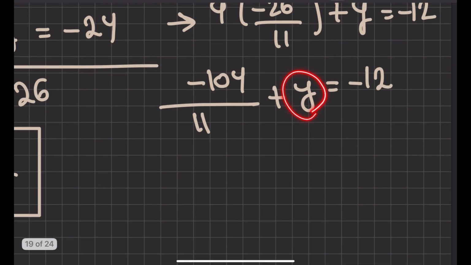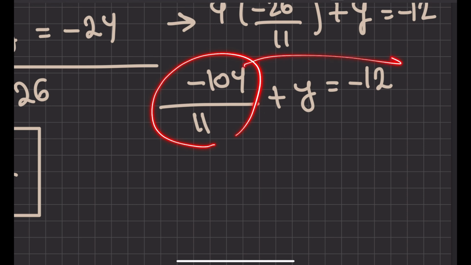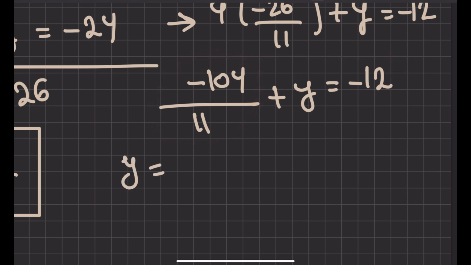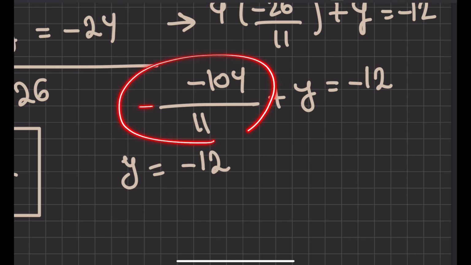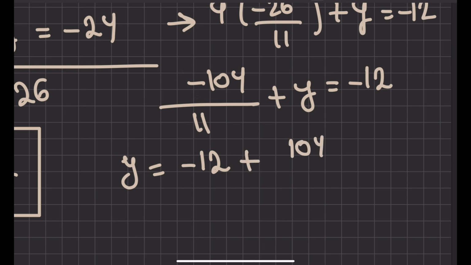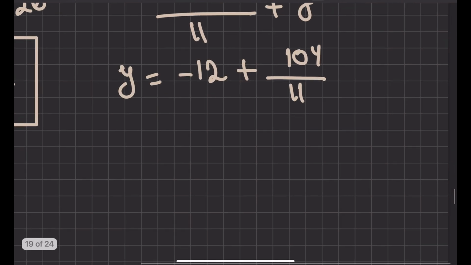I'm looking for y, so I'm going to move this whole thing to the right side. So it's going to be y equals negative 12. Here, I put minus, but actually this minus is supposed to be here. So when I move this to the right side, this is going to be positive, because here we had the minus. So it's going to be plus 104 divided by 11.